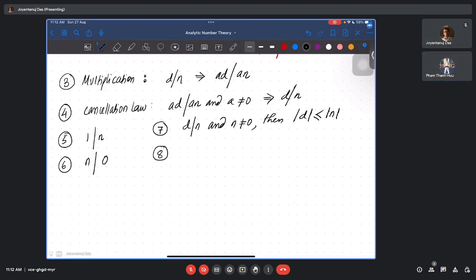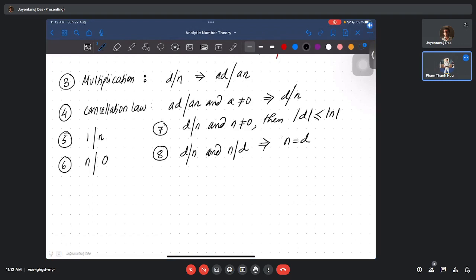So the next one is, suppose d divides n and n also divides d. So this together implies that d has to be equal to n, or you can say the mod of this thing, because plus minus we can differ. Okay.